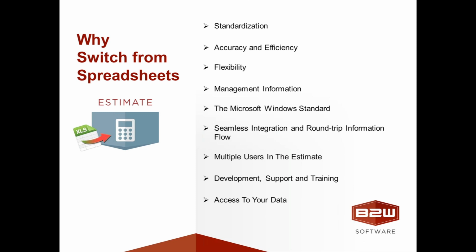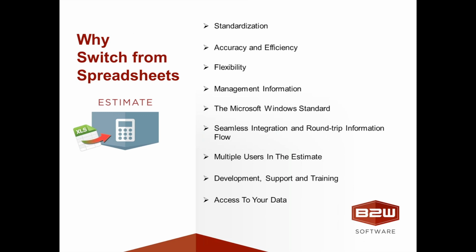Accuracy and efficiency is another reason that people switch over from Excel. Producing bids that are accurate and timely can directly impact your bottom line. B2W Estimate removes the worry associated with spreadsheets by providing a simplified, bulletproof framework and built-in calculations. As you know, one broken cell inside your spreadsheet is sometimes not easy to see, but ultimately can really cost you a lot. Our database secures those calculations so you don't have to worry about it.